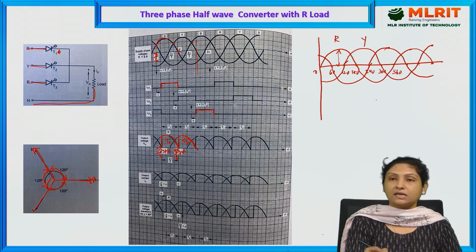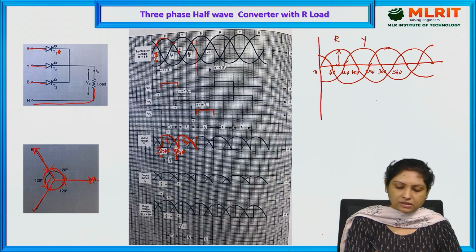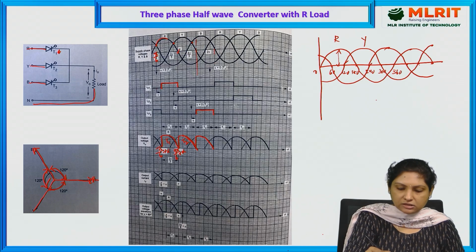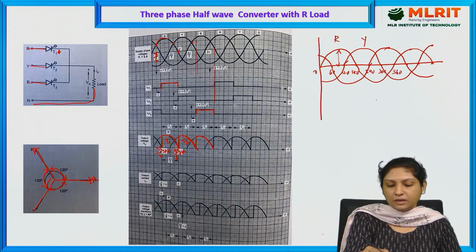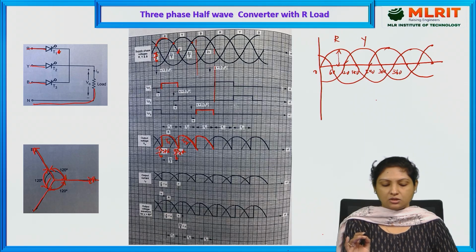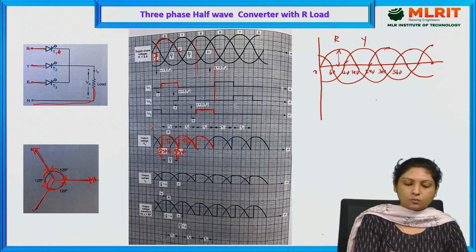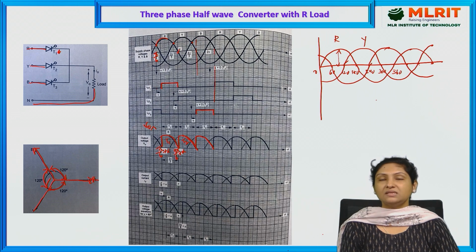in that case thyristor 3 conducts, and it starts conducting from this instant and till here as long as B phase is supplied. And the moment B phase turns negative, T3 is reverse biased and it stops conduction. So this is nothing but your output voltage waveform for 3-phase half wave converter with R load.